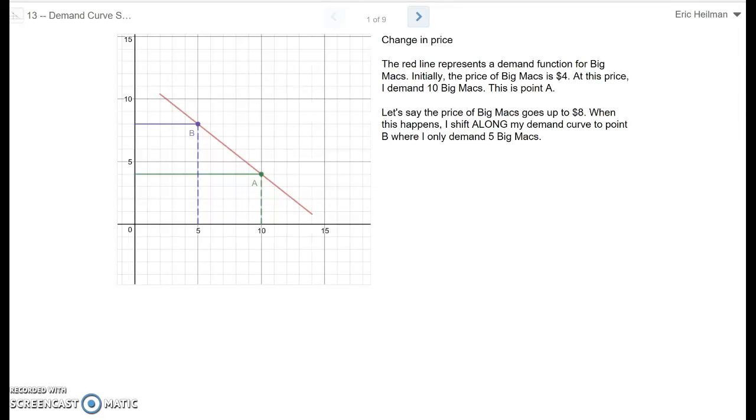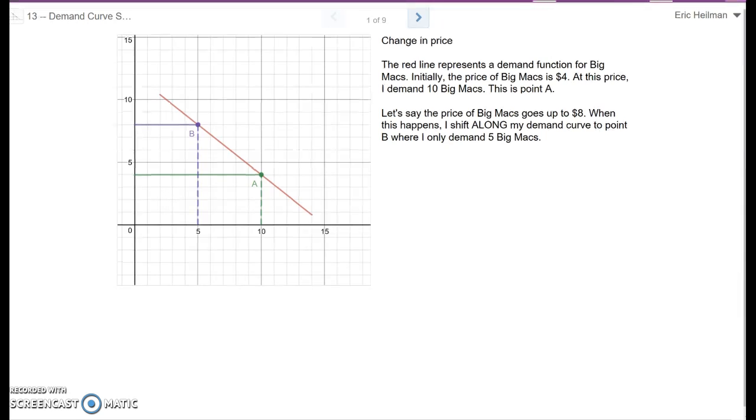Hello, everybody. In this presentation, we're going to continue talking about demand curves. The last couple presentations, we were talking about how to derive demand curves. Today, we're going to be looking at what happens to demand curves if different factors change. So the first factor we're going to look at is what happens if the price of the good we're looking at changes. So in this example, I start at point A.